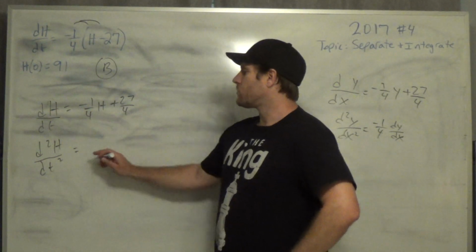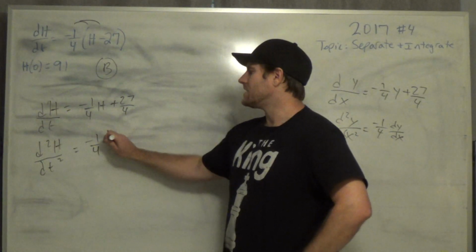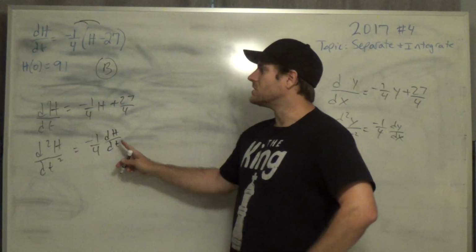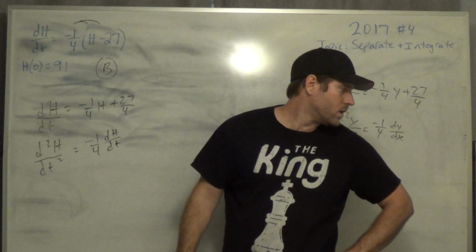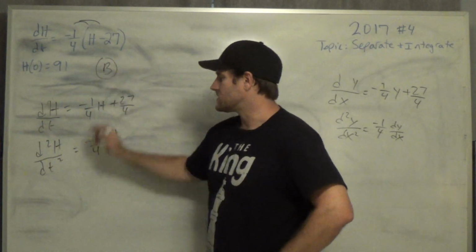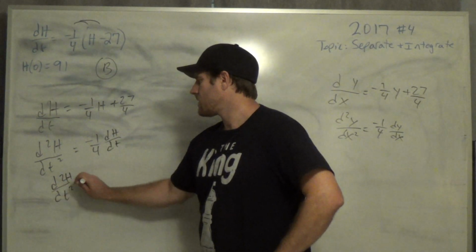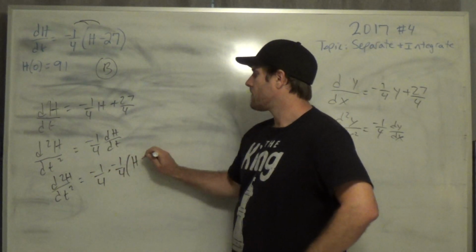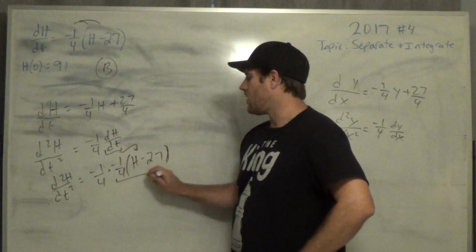You see, the derivative of negative 1/4 h is negative 1/4. But since h is not our main variable, t is, we get this dh dt. Okay, that's the second derivative, but we don't want dh dt here. So we're going to go back and replace dh dt with this. You will notice here I replaced dh dt with all of this.